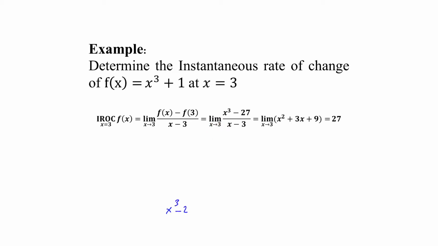x cubed minus 27 can be factored as x minus 3 times x squared plus 3x plus 9. Therefore, the limit would be the same as limit of x squared plus 3x plus 9 as x approaches 3, which is 9 plus 9 plus 9, 27. This means the instantaneous rate of change of f of x at x equals 3 is 27. Geometrically, it means the slope of the tangent line to the graph of f of x equals x cubed plus 1 at x equals 3 is 27.